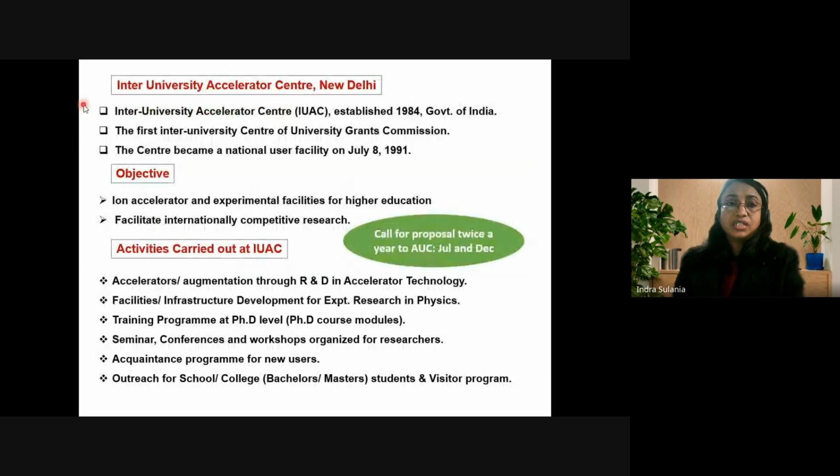Our institute was established in 1984 by the then Government of India. It is the first inter-university center of UGC, the University Grants Commission. We were able to deliver our first beam as a national user facility on 8 July 1991. The objective of this institute is to give the ion accelerator and experimental facilities for higher education, for research and PhD students.